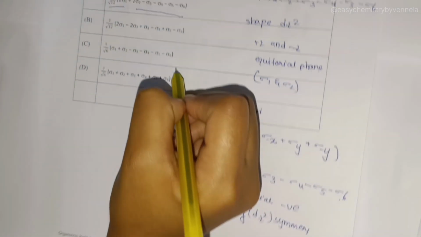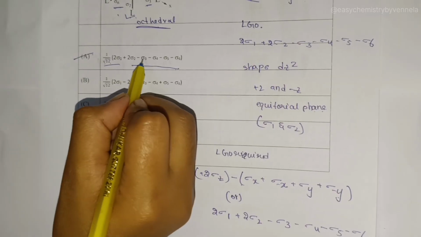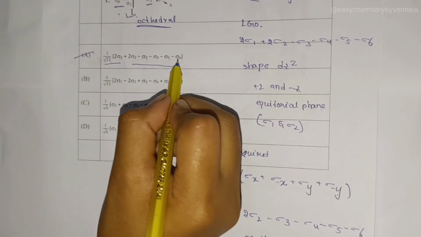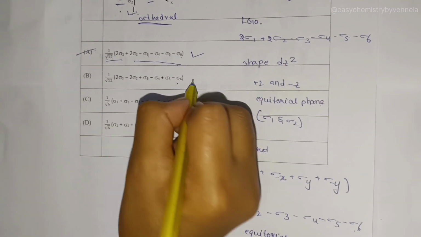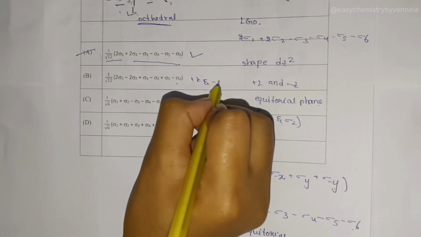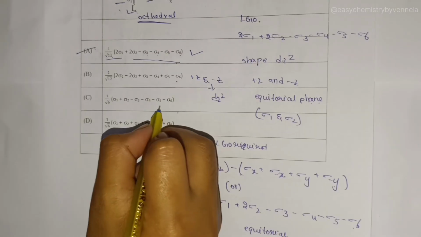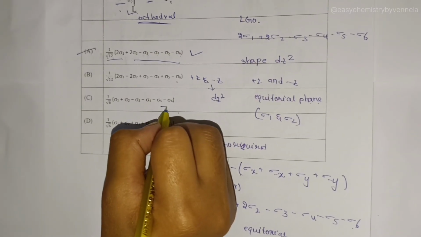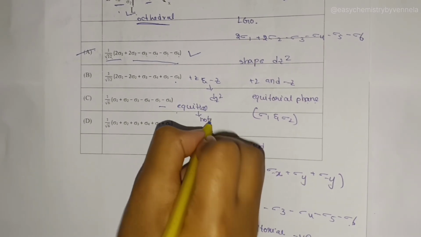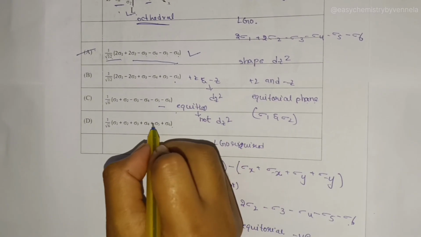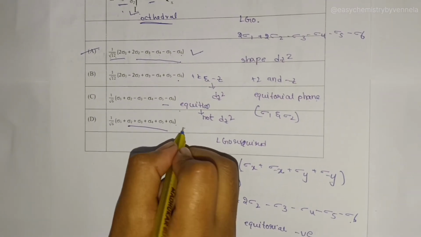So you can compare these options. Here 1 by root 12 times (2 sigma 1 plus 2 sigma 2 minus sigma 3, sigma 4, sigma 5 and sigma 6). This is the correct representation. Why is B incorrect? Here minus plus z and minus z is not in dz square. Next, option C has all axial contributions equal to equatorial, not in dz square. Next, all are the same sign, so this is also a wrong option.